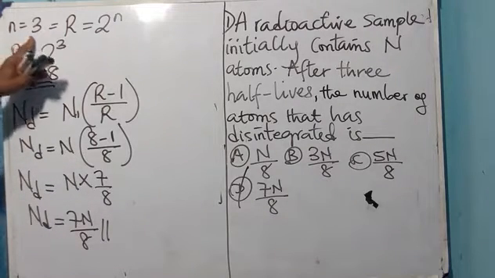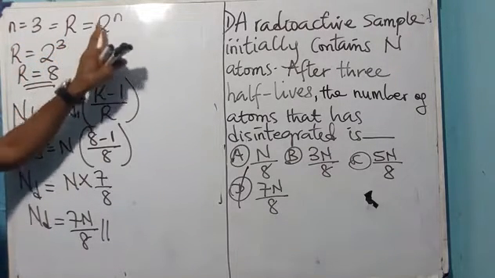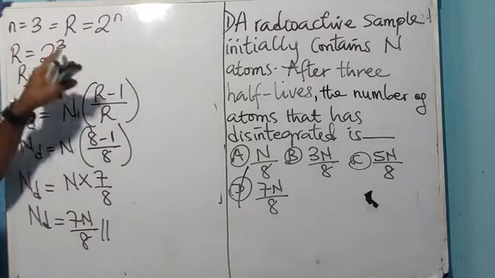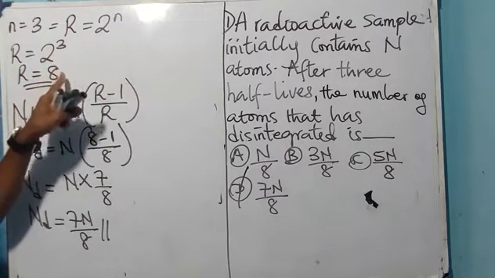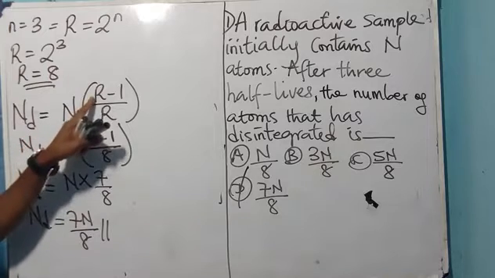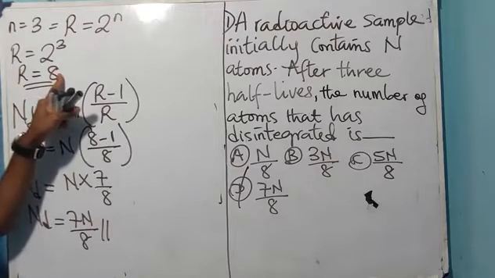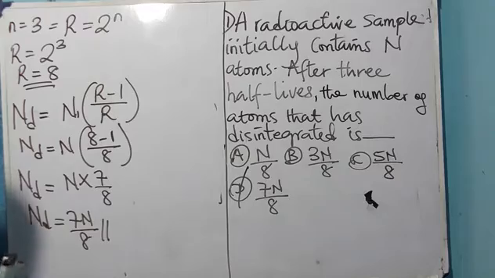I said that N is 3. R I gave us before to be 2 raised to N. It means that N is 3, so 2 times 2 times 2 is 8. Wherever you see R, you put 8. You are substituting. Take note of that.